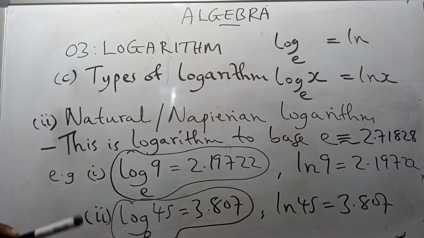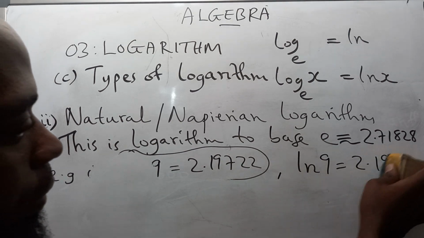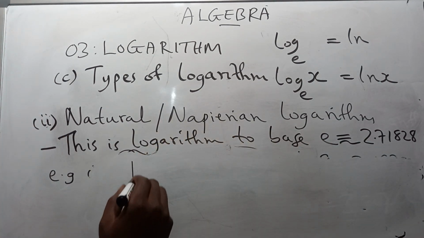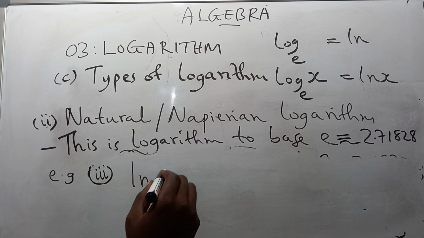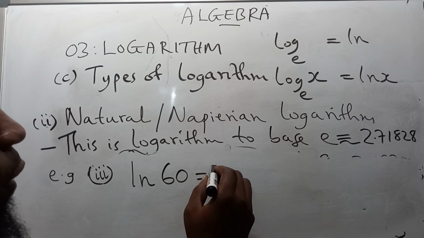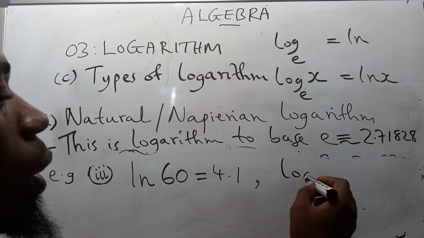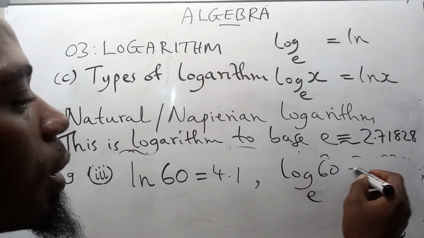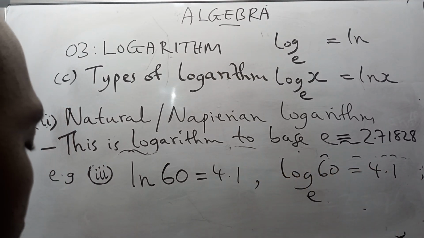So as well, you can write ln of 60 is equal to 4.1, as log of 60 to base e is equal to 4.1. Okay, thanks for listening.